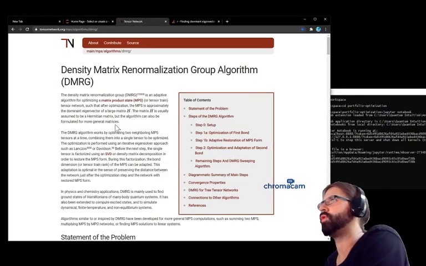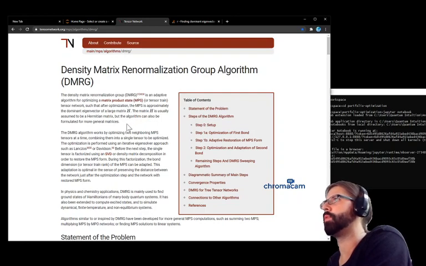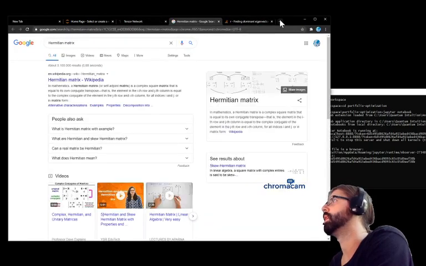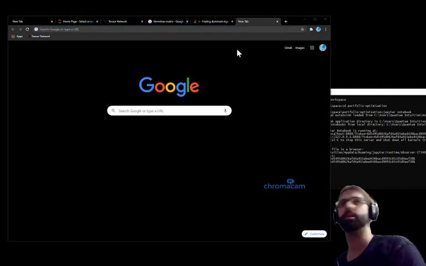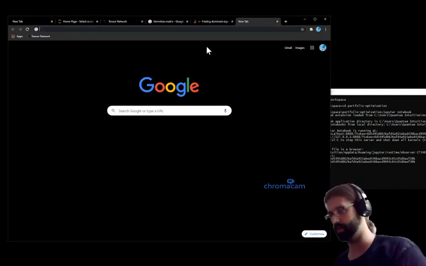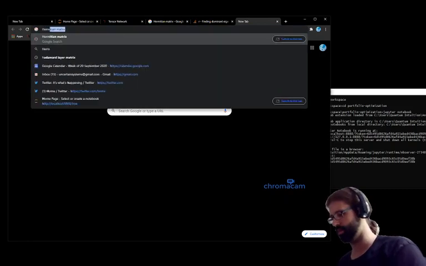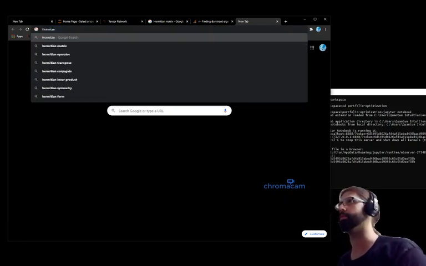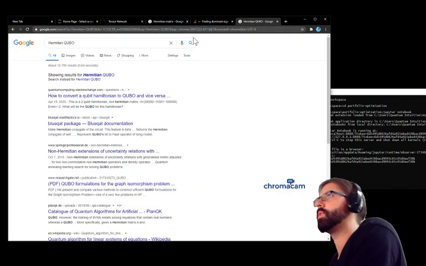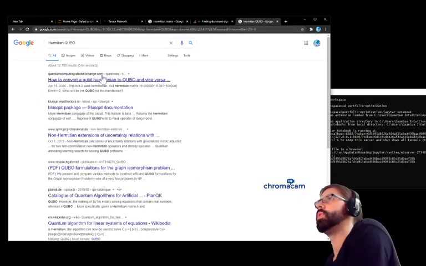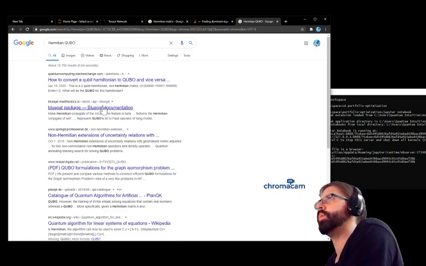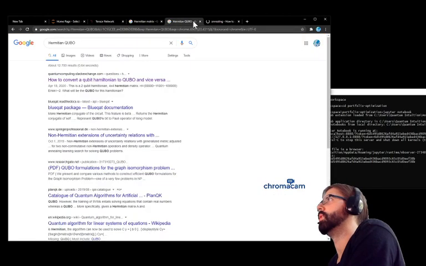The matrix H is usually assumed to be a Hermitian matrix, but the algorithm can also be formulated for more general matrices. Okay, so I'm not so sure. What was the Hermitian matrix, by the way? I'm not so sure if this is going to work then. Is the Kubo then going to be Hermitian? Are we fulfilling the prerequisites at all? Because I don't think that the Kubo is Hermitian.